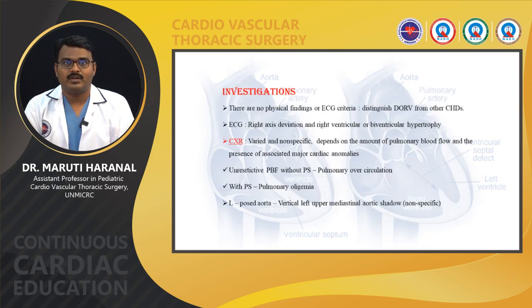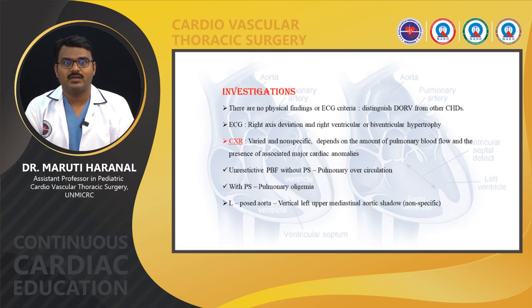There are no physical findings or ECG criteria that can distinguish DORV from the other congenital heart diseases with similar clinical features. Usually ECG shows right axis deviation and right ventricular or biventricular hypertrophy. Chest X-ray findings are varied and non-specific, which in turn depends on the amount of pulmonary blood flow and the presence of associated major cardiac anomalies.